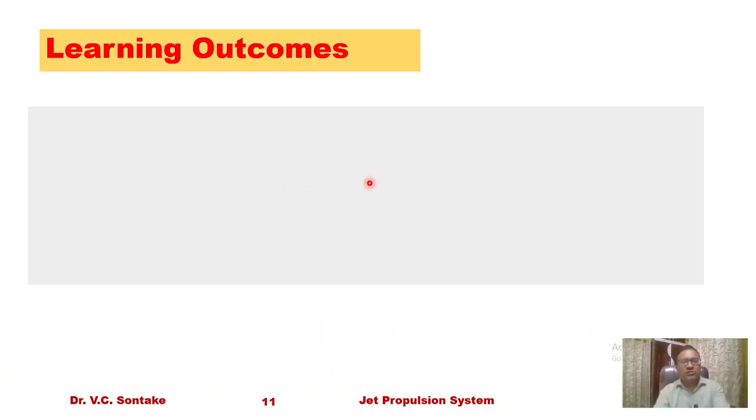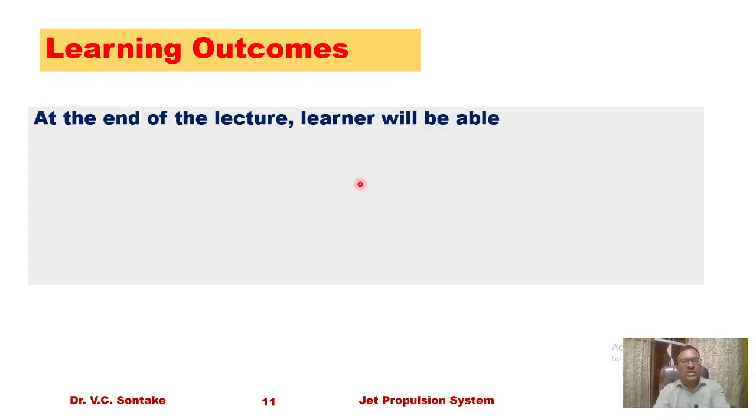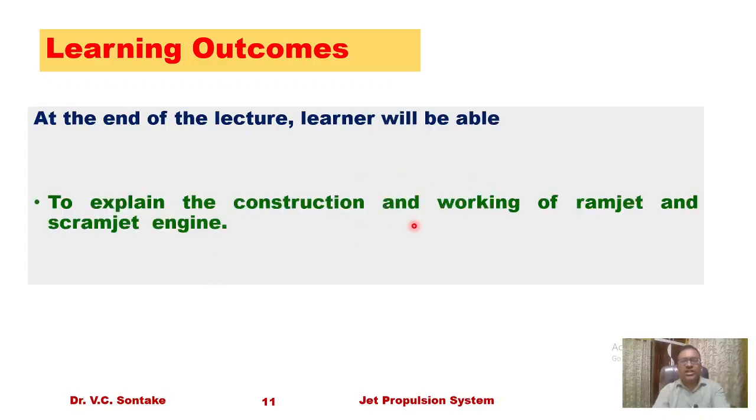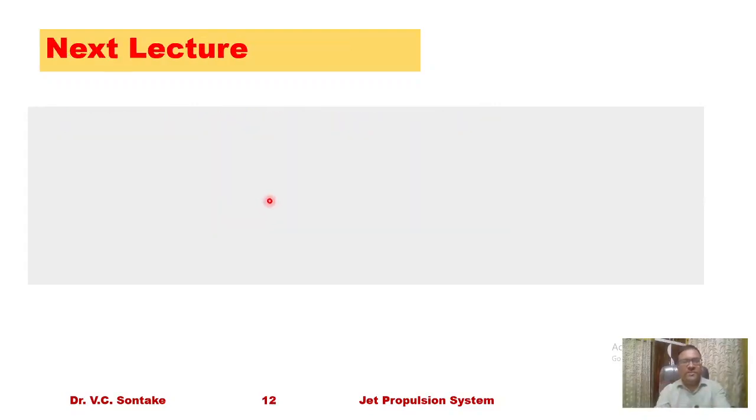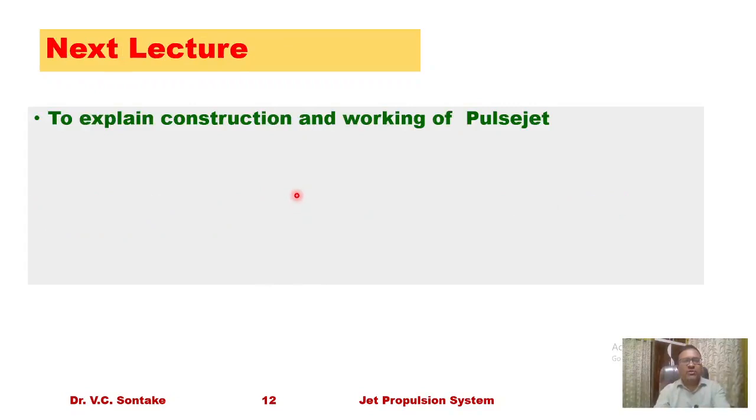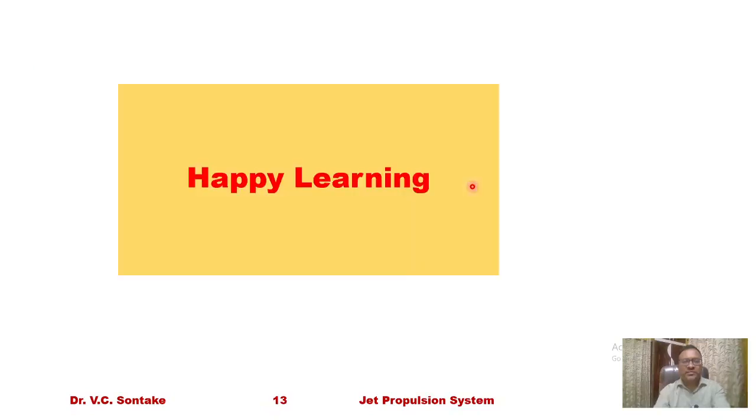So the learning outcomes of this video: at the end of the lecture, the learner will be able to explain the construction and working of ramjet and scramjet engines, and will also be able to distinguish between the two types of jet engines. In the next lecture, I am going to explain the construction and working of the pulse jet engine.